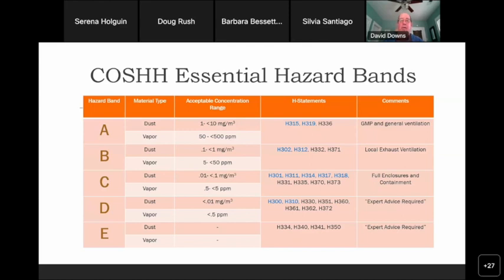And so it would, for example, if you ended up with say 301, 311, 314, and so forth, then those would get into that C band category. And then on the right-hand side, they would talk about generally what kinds of controls you would need. And those are, again, similar.